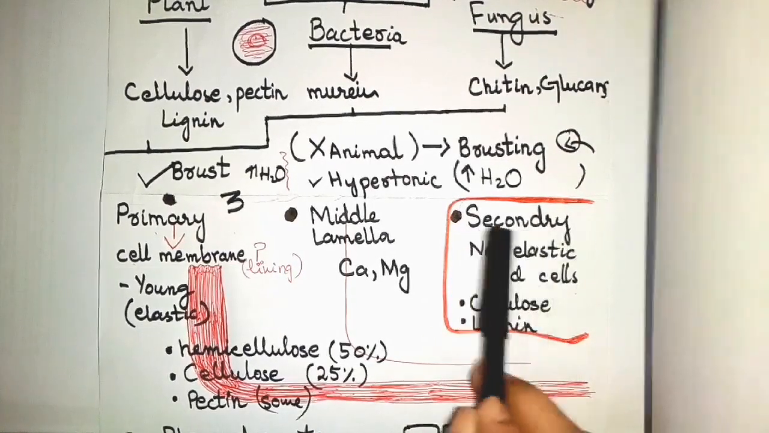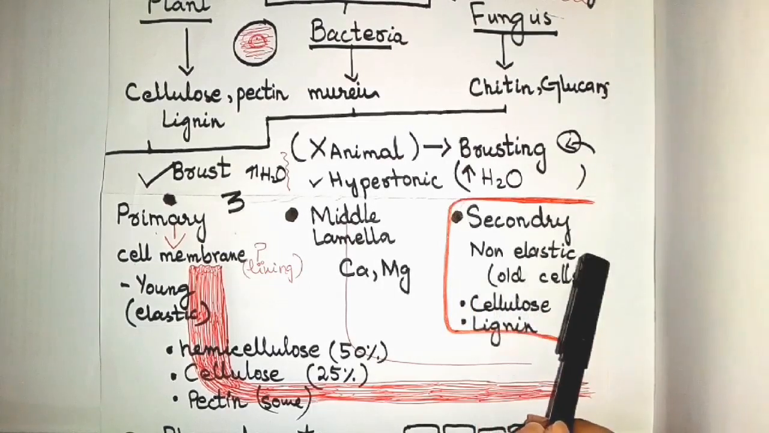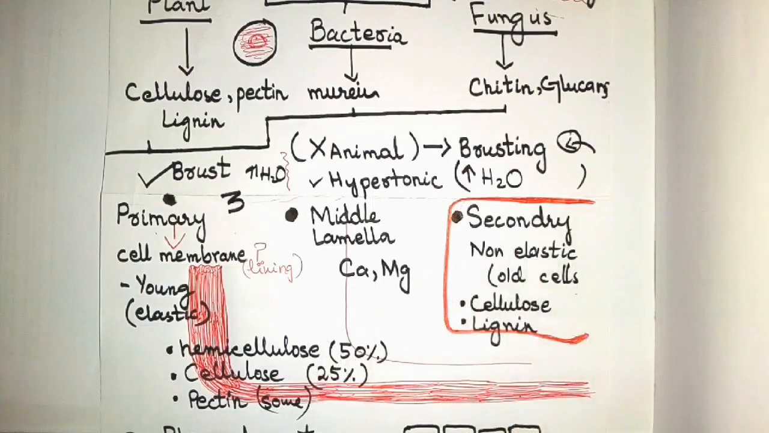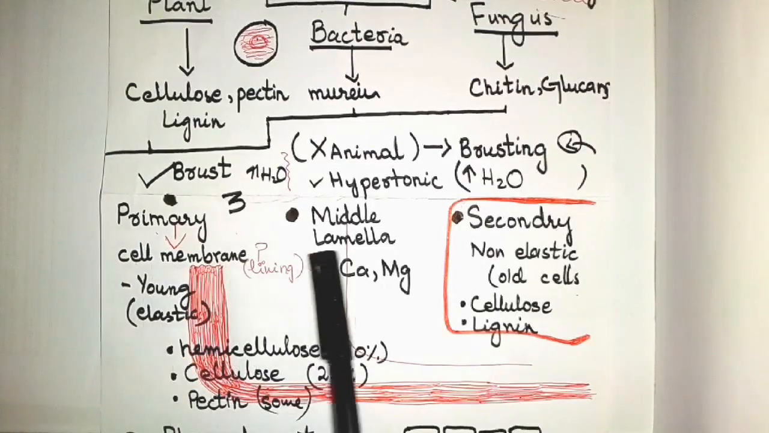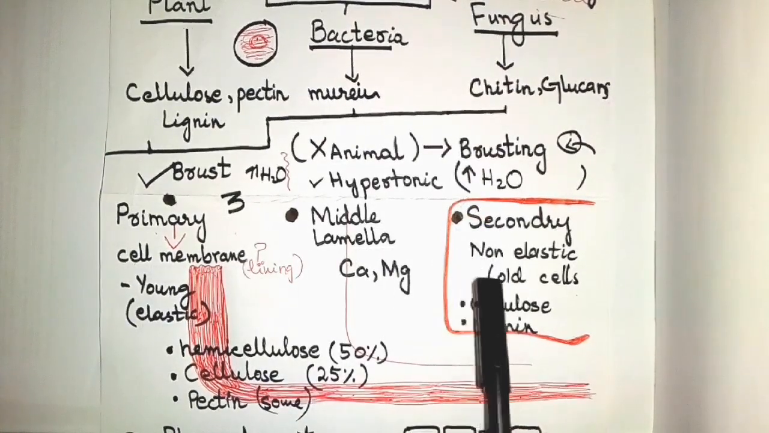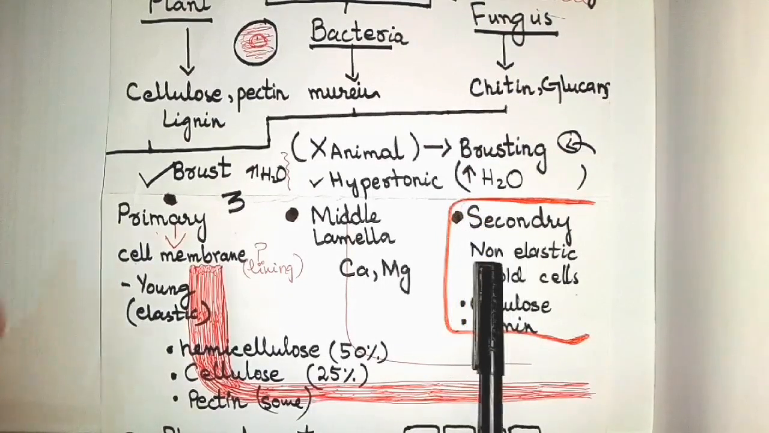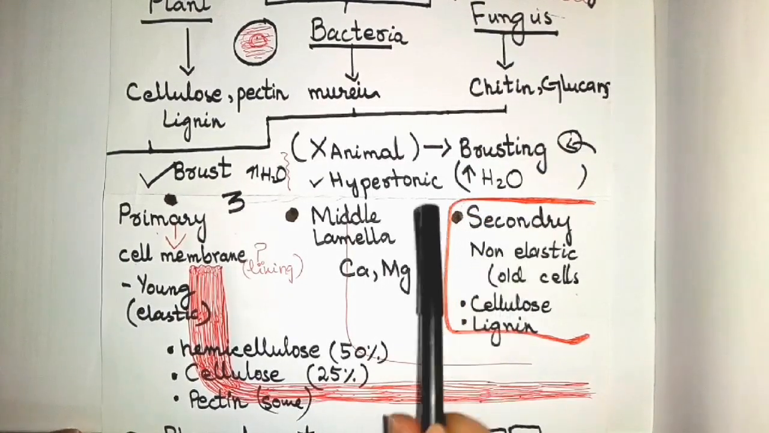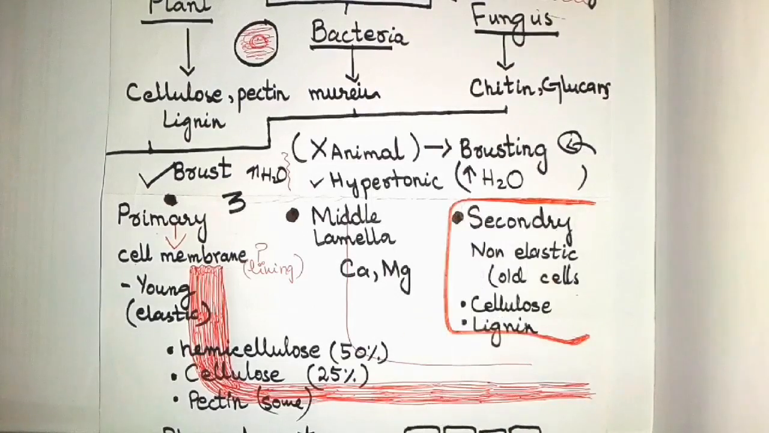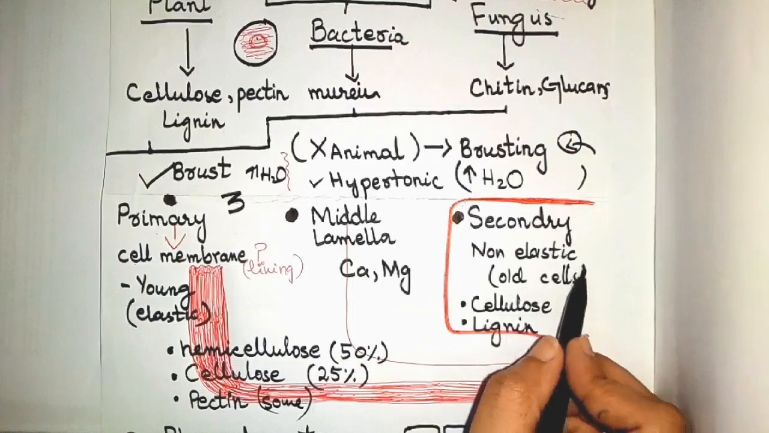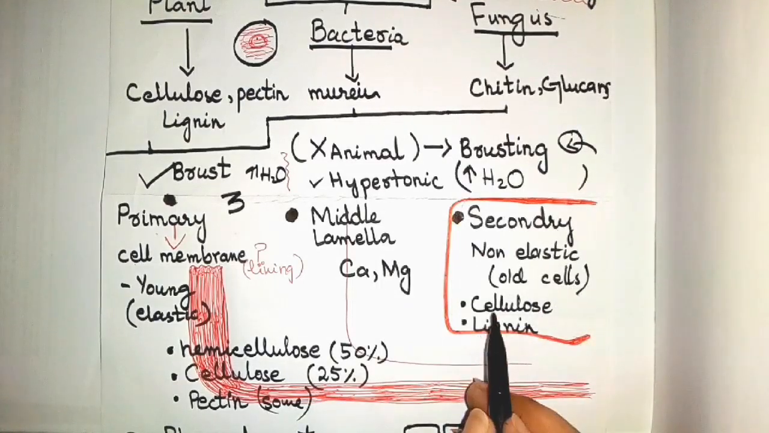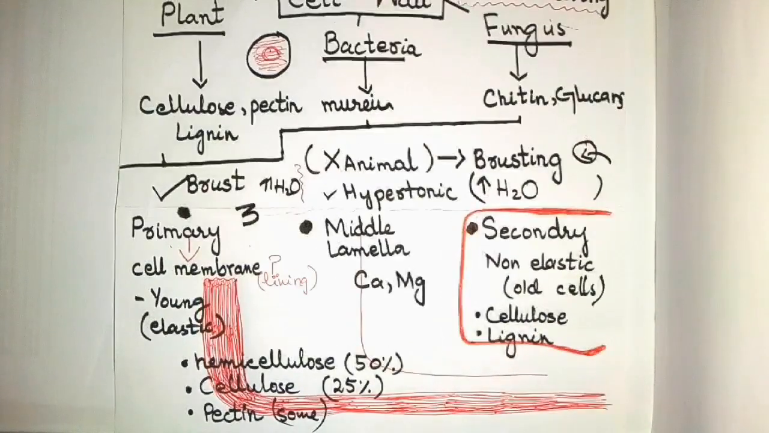Secondly, the secondary wall is non-elastic. Why is it non-elastic? Because it does not contain the elastic content which the primary wall has. But after some time, when maturity takes place, the primary wall loses its elasticity and converts into the secondary wall, which becomes non-elastic. It is present in old cells and composed of cellulose and lignin.